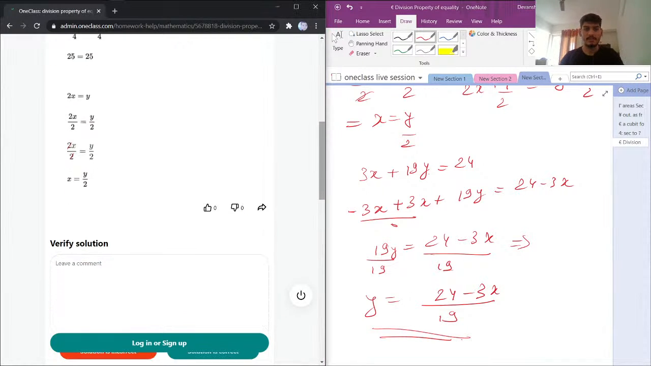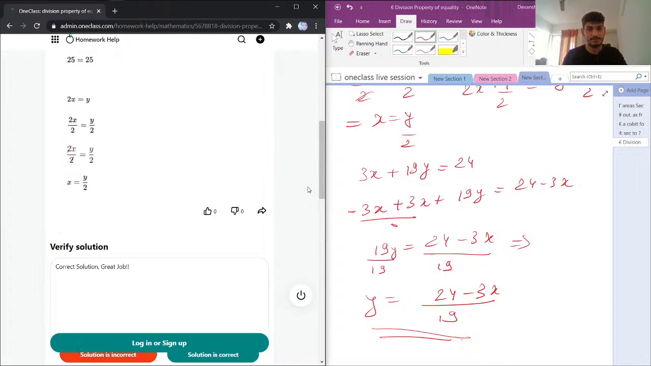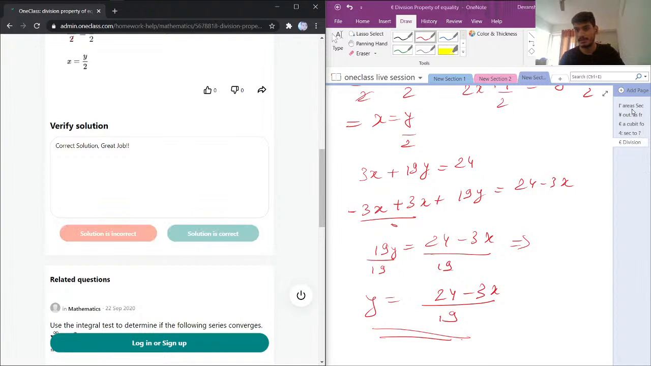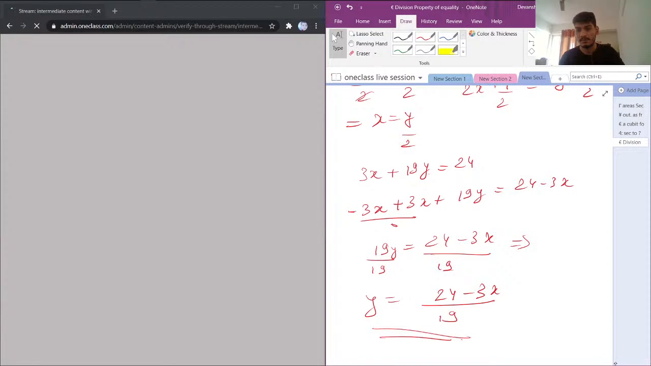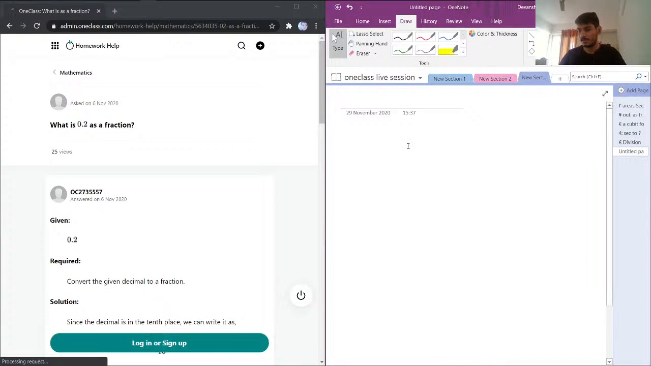So we use this property to simplify the equations, to solve the equation for a particular variable, if we have a multivariate equation. So x was equal to y by 2. Correct solution. Great job. Solution is correct. This was question number 5. We'll go for question number 6.